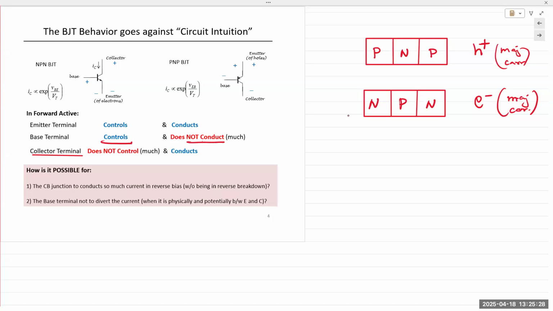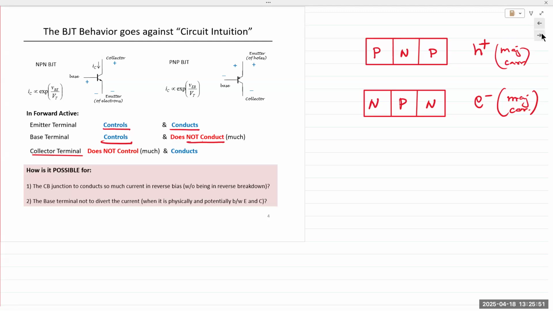The emitter can both control as well as conduct. And there's a reason for that. So the emitter can do both. It can control as well as conduct. The collector does not control much, but it can conduct current. Okay, so far so good.